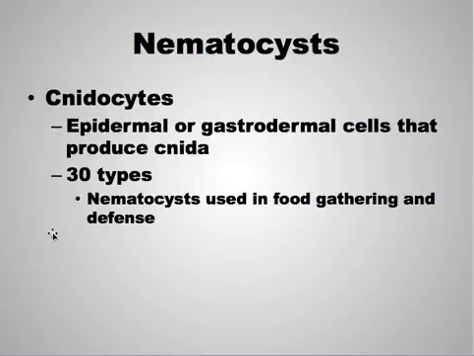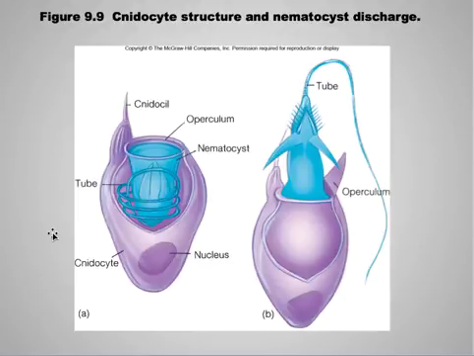Okay, then back to the cnidocytes. These cnidocytes are the actual cells that produce the cnida. These are what are going to create the sting associated with sea jellies. There are up to 30 types, used for gathering food and for defense. They are pressure loaded so that as soon as pressure hits the cnidocell, it will react and be released.